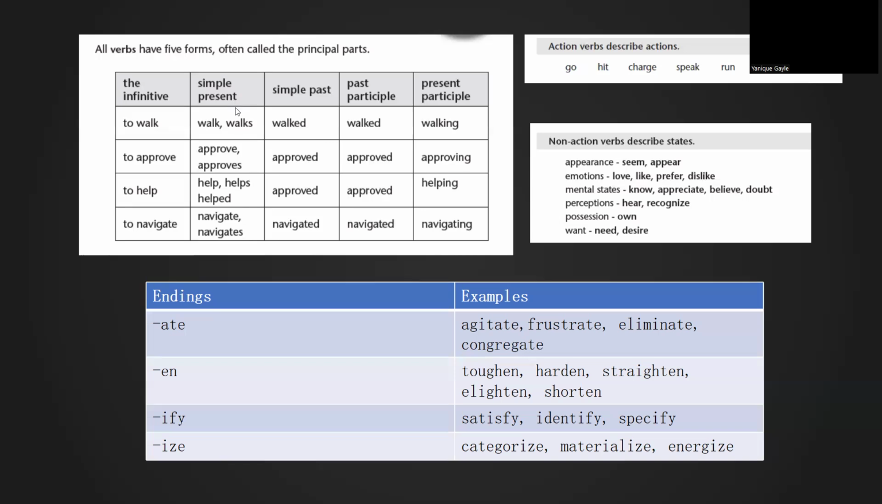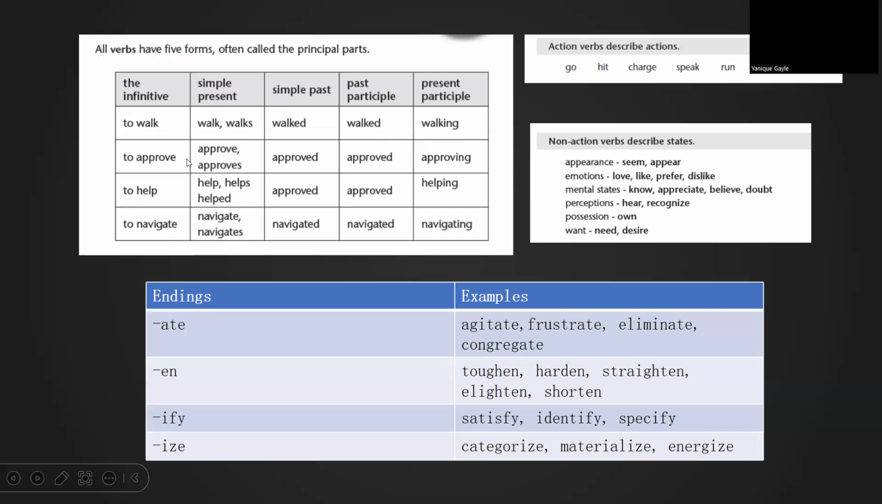So this is the present tense and this is the past tense. For the past participle, the past participle is normally with ed. If the verbs are irregular, then I normally provide a list, no, of those irregular verbs, but it's normally ed for the normal verbs. The present participle is normally with ing.